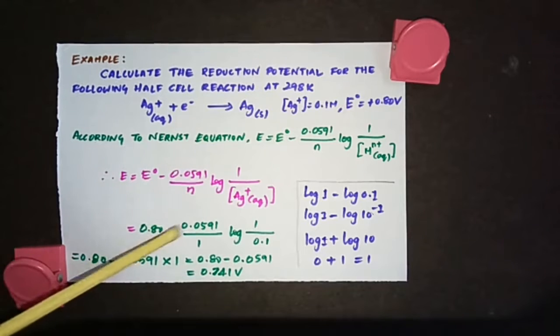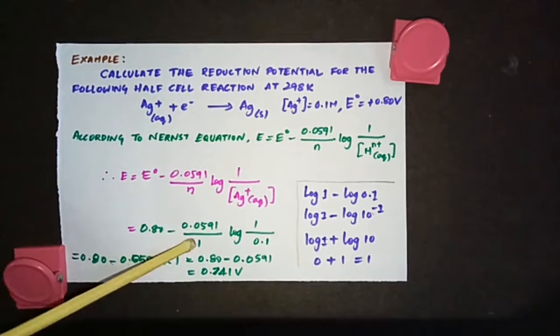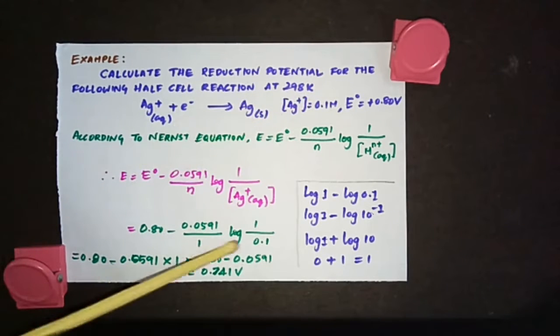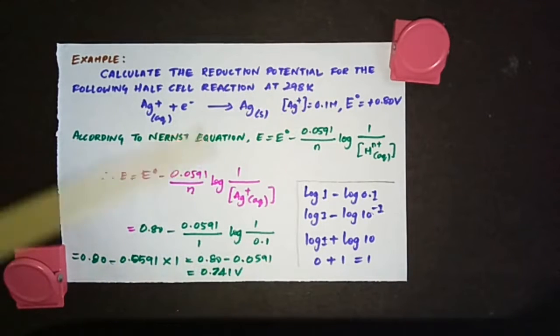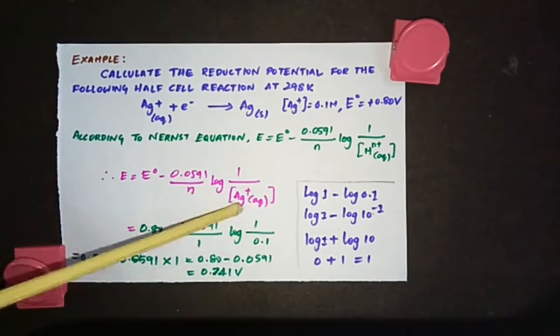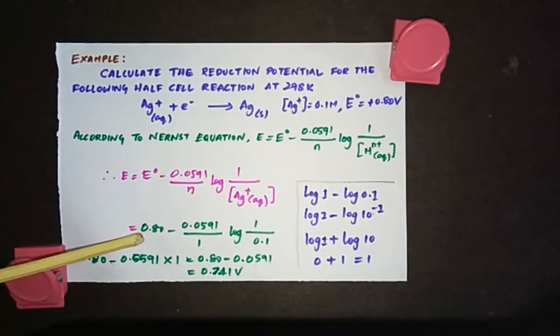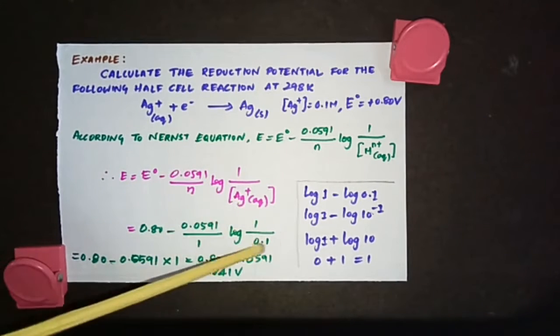So now look here, what is the E naught value? 0.80 minus 0.0591 by N. What is N? 1 electron. So 1 log 1 divided by, what is the concentration given? 0.1. So this is the concentration. So always remember, keep these two parts as such and do this calculation separately, and then multiply this value with this value and then subtract from this value. Now I'll show you this part, how to do the calculation.